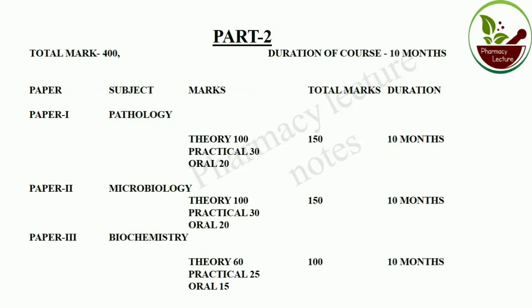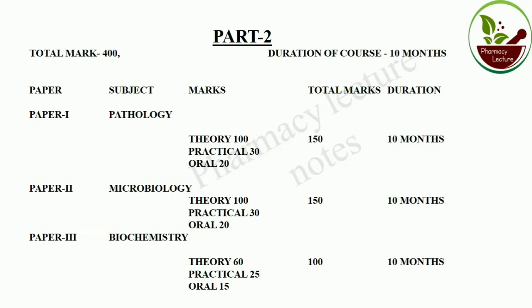Similarly, in case of part 2, the total mark is 400, duration 10 months. So the first part's duration is 4 months, the second part 10 months, so 14 months are covered. Another 10 months is part 3.